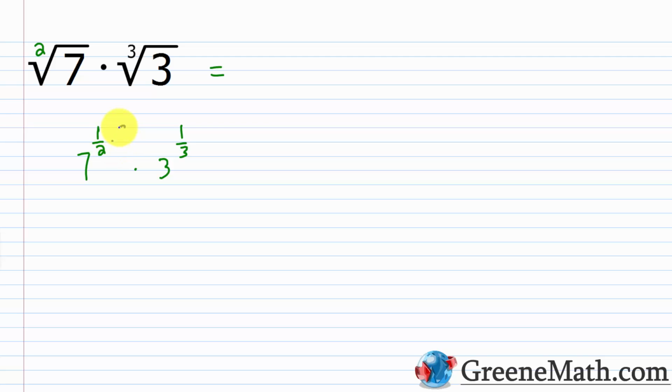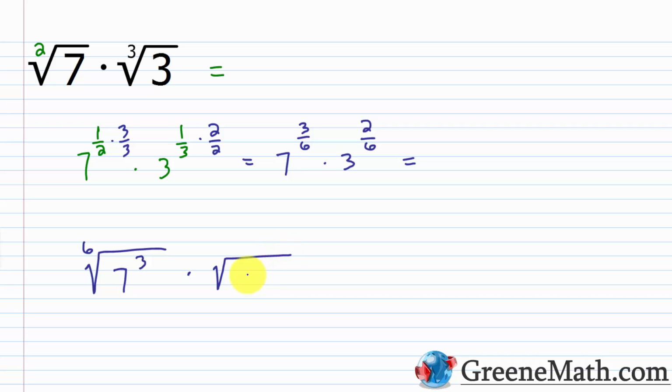So multiply this by 3 over 3, multiply this by 2 over 2. You're going to get 7 raised to the power of 3 over 6 times 3 raised to the power of 2 over 6. And you can write this in exponent form like it is now, or you can go back to radical form, whatever you want to do. So we can essentially say this is 7 cubed, and we're going to take the 6th root of that, times, we're going to say this is 3 squared, and we're going to take the 6th root of that, okay? And you can even combine them under one radical, doesn't matter, however you want to do it.